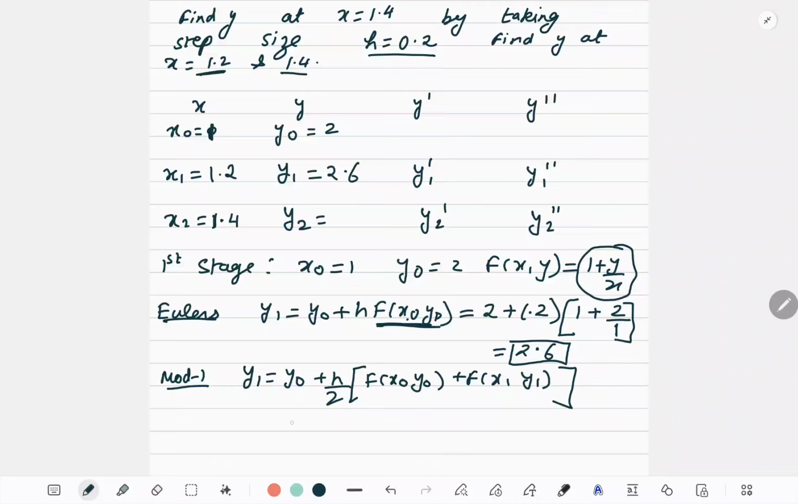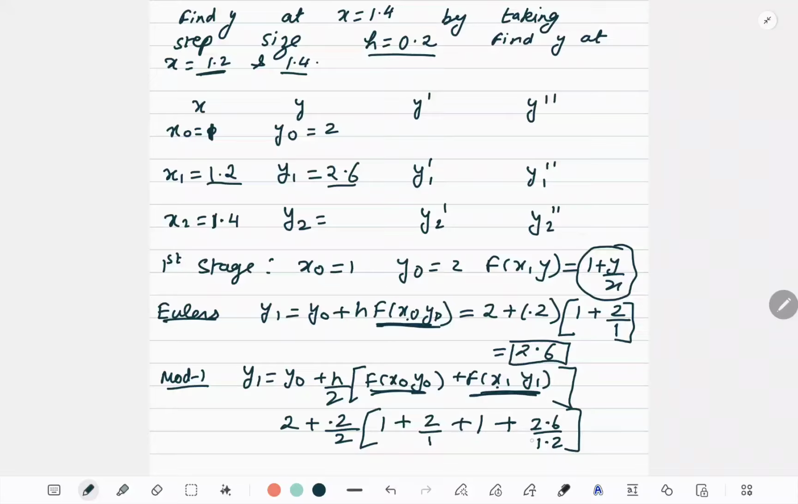Okay. Now what is y0? 2 plus 0.2 upon 2. Value of function at x0 y0 is 1 plus 2 by 1 plus value of function at x1 y1. So here be very careful. Many students make mistakes here. So 1 plus y1. What is y1? y1 is 2.6. So 2.6 upon x1. What is x1? 1.2. Right.